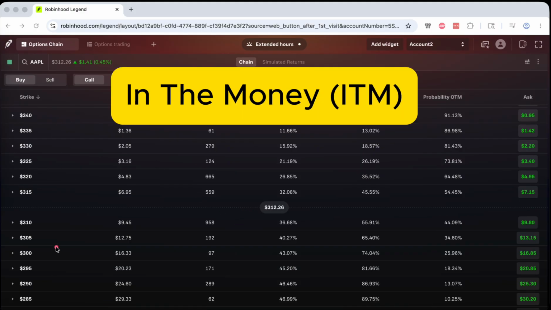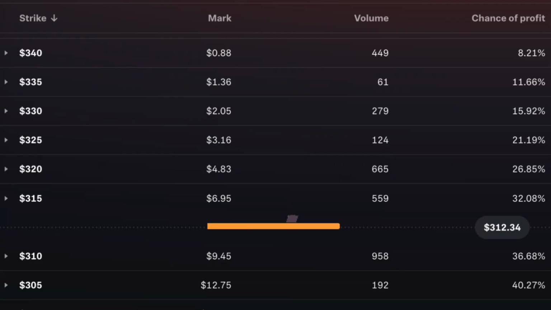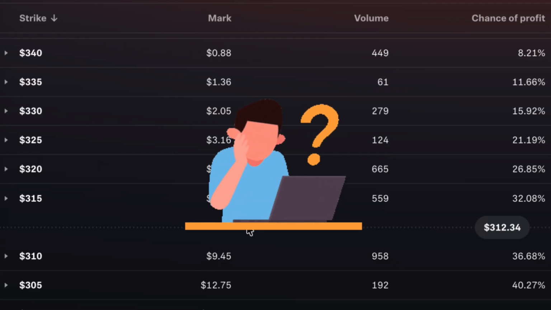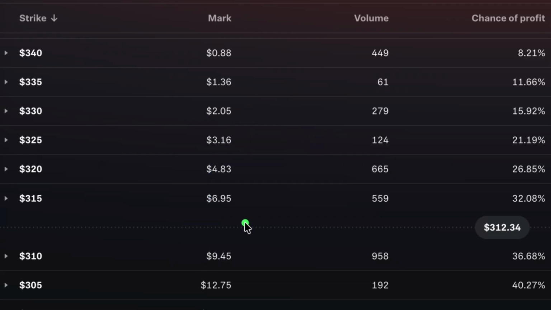In a similar way, if you want to look at in the money call options, you have 305, 300, 295 and so on, which are much less than the current stock price. Which one do you want to buy? Well, it depends on what you want to do and what your risk tolerance is, right?